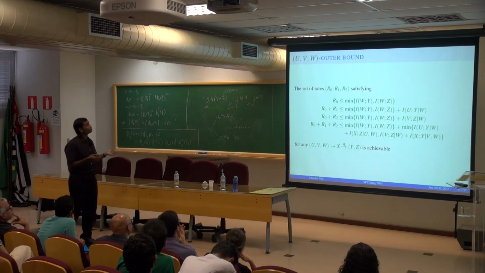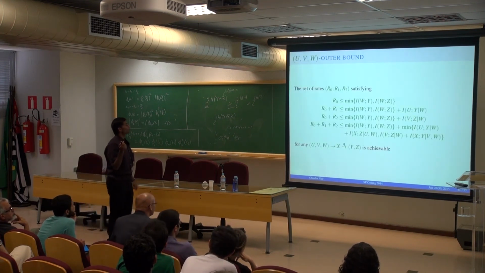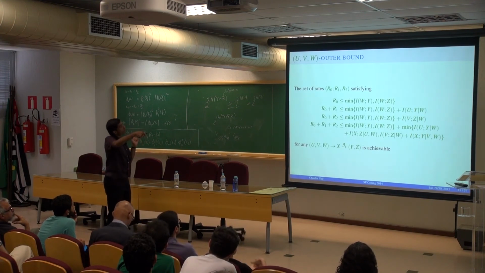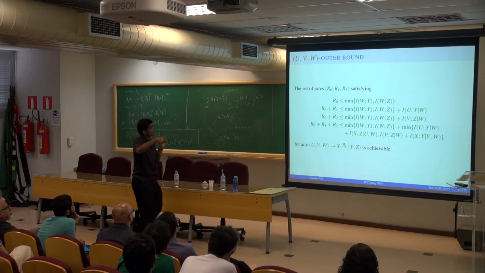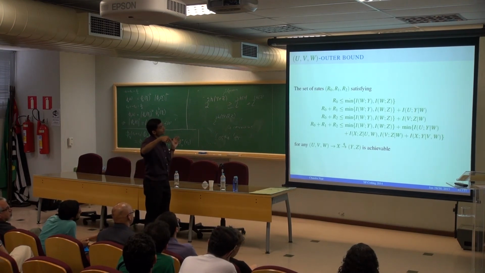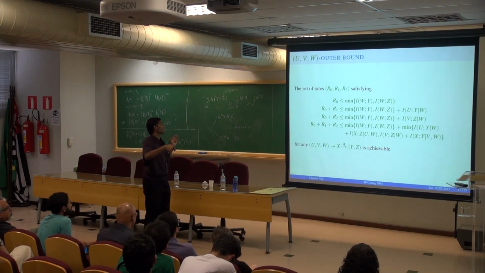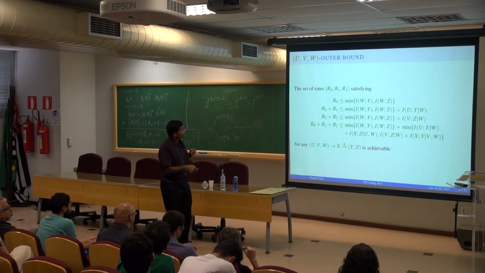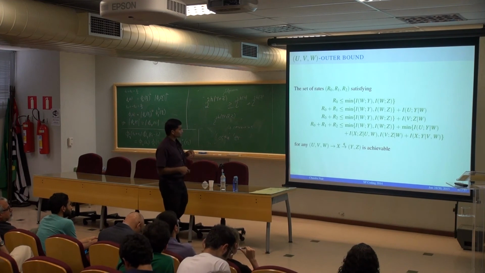So there's an outer bound. I call it the UVW outer bound. So there's an outer bound for the broadcast channel, which takes this form. Okay, it's a minimum. So this seems similar. It seems in fact weaker than the inner bound, but it's in fact an outer bound. But these terms are bigger.